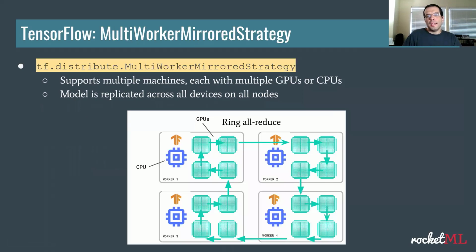And they have the tf.distribute MultiWorkerMirroredStrategy for multi-node, multi-GPU training. This is similar to the PyTorch distributed data parallel strategy. And in this case, they support multiple machines, each one with multiple GPUs. The models are also replicated on the workers. And at the end of each batch, they do a ring all reduce to communicate the gradients.